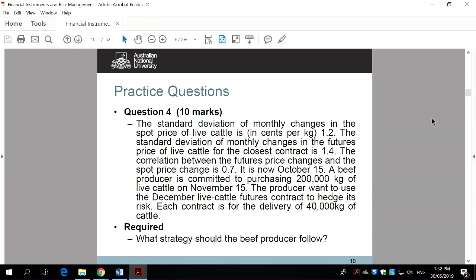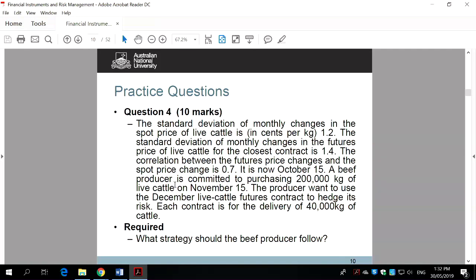So question number 4 says the standard deviation of a monthly change in the spot price of live cattle is 1.2, and the standard deviation of monthly change in the futures price of live cattle for the closest contract is 1.4. The correlation between the futures price change and the spot price change is 70%. Now it's 15th of October.